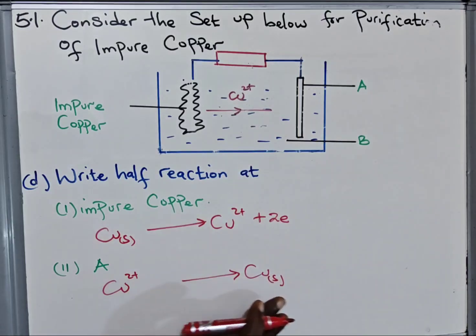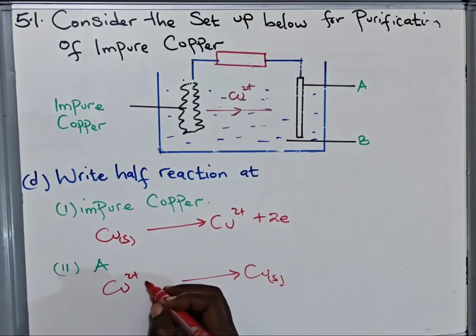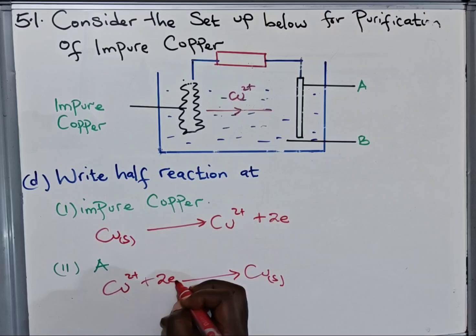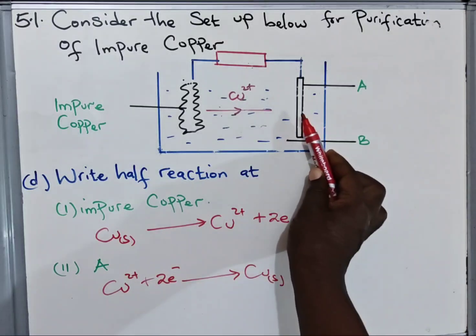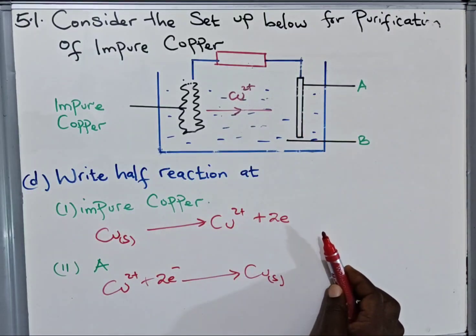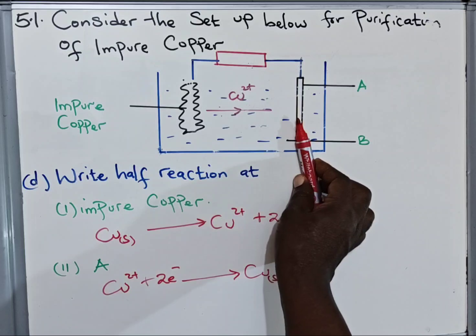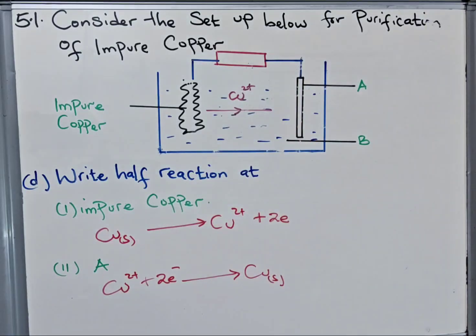And how do we complete this reaction? By putting 2 electrons here for balancing. Now, this kind of reaction is reduction. And we know that A is cathode. And the reaction taking place at cathode is reduction.